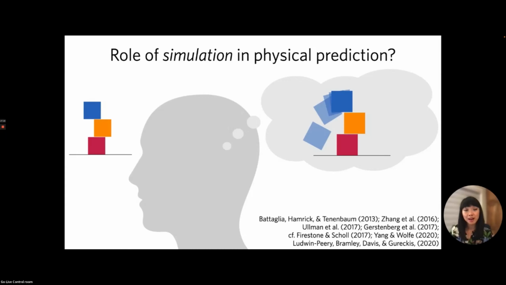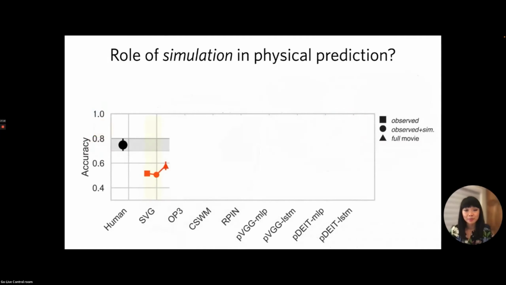While there has been a lot of support for the simulation hypothesis over the years, in other words, running a genuine internal model of the physical world to imagine future states, that hypothesis has also been hotly contested, with some arguing that approximate heuristics play a much larger role for explaining everyday intuitive physical judgments.